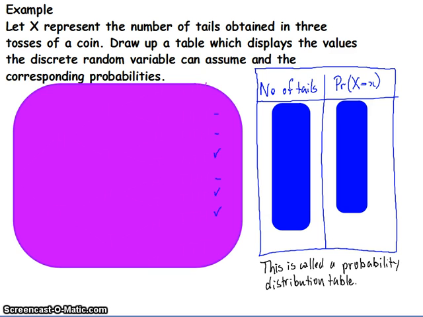Okay, here's our first question about drawing up a probability distribution table. Let X represent the number of tails obtained in 3 tosses of a coin. Draw a table which displays the values.